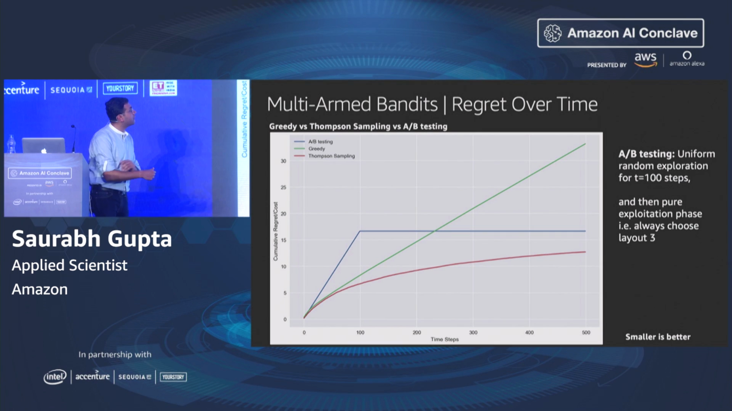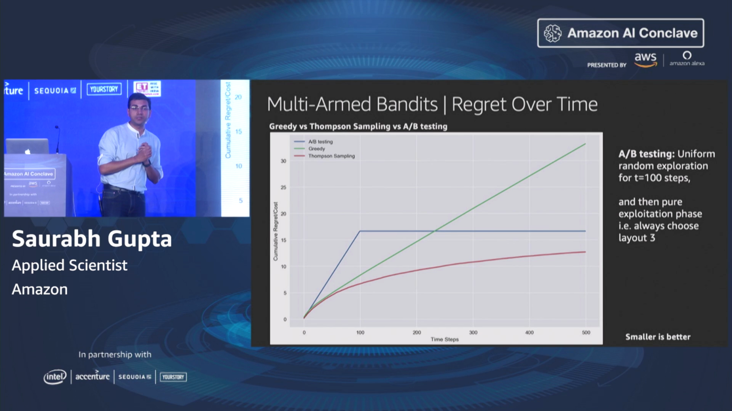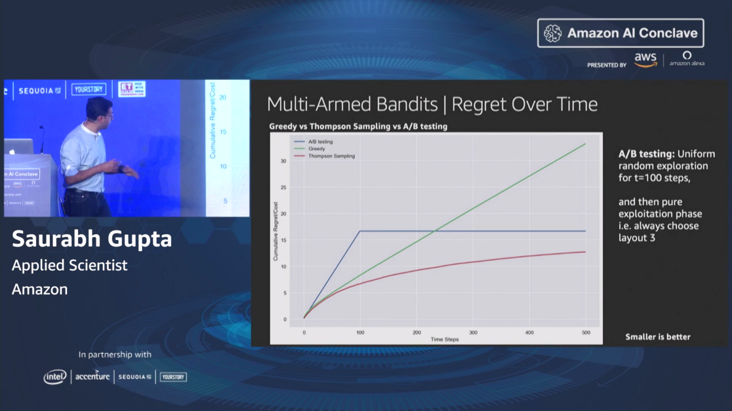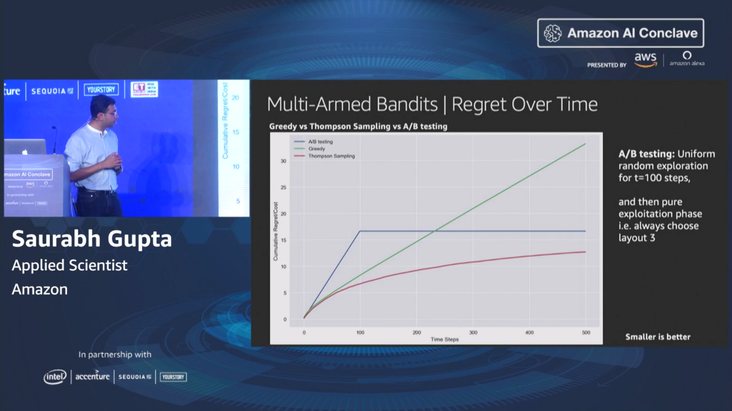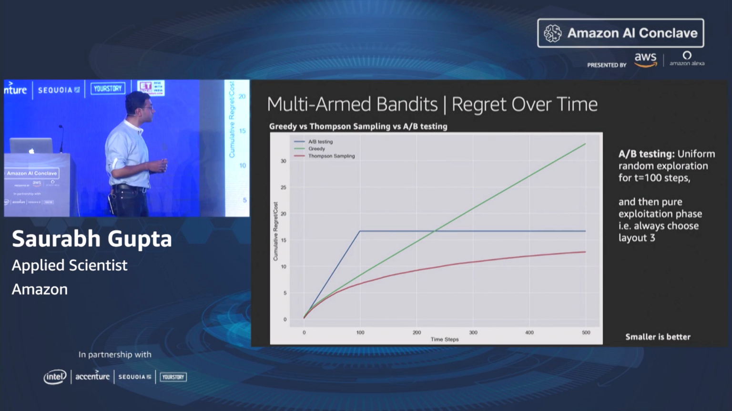Okay, so finally, let's look at the performance plots. I told you that bandits try to minimize cumulative regret. So I have cumulative regret on the y-axis. X-axis is just time steps. And then we are looking at the regret of three different ways. The red one is the Thompson sampling one, which I just showed. It's the best one. Green is greedy. This is almost linear because it has converged to a suboptimal solution.